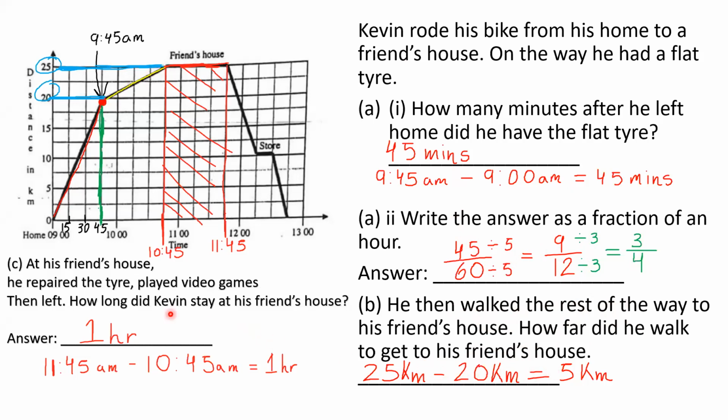And for C, it reads, at his friend's house, he repaired the tire, played video games, then left. How long did Kevin stay at his friend's house? The answer is 1 hour, since we subtract 10:45 a.m. from 11:45 a.m. That gives you 1 hour. Thank you, Myla, for that explanation.